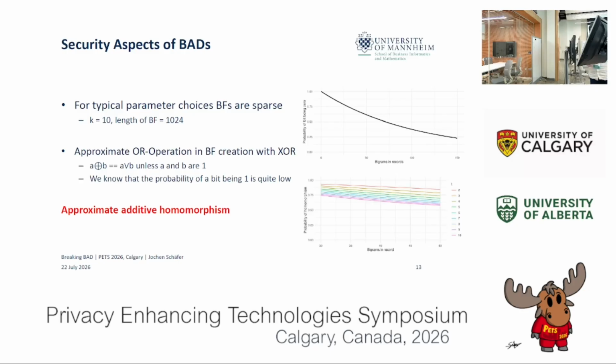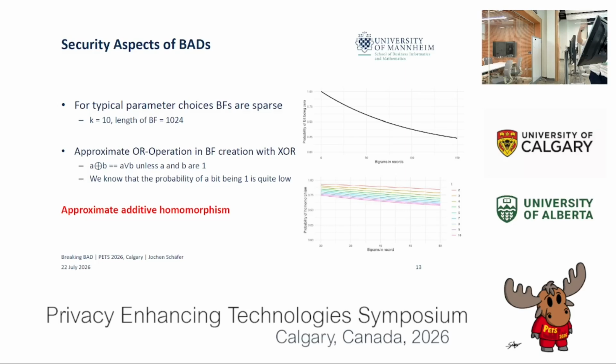Because with the parameter settings that are usually used in encoding, these intermediate Bloom filters are actually really sparse. They are typically of length 1024. A typical record that we were dealing with has around 20 to 30 bigrams. So most of these bits in the intermediate Bloom filters are actually going to be zero, in the bigram representations. And if a lot of these bits are zero, and you OR them, there's no real difference between ORing them or XORing them.